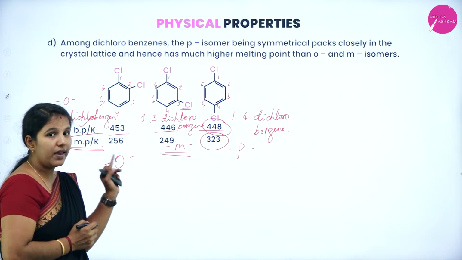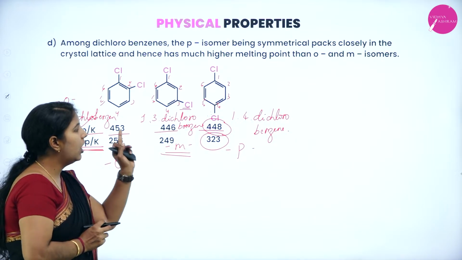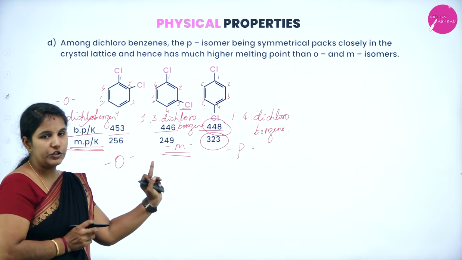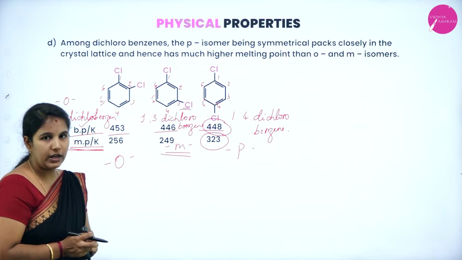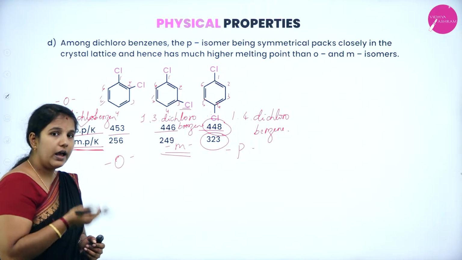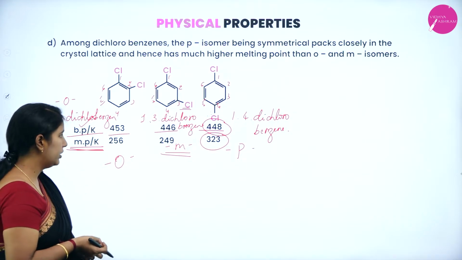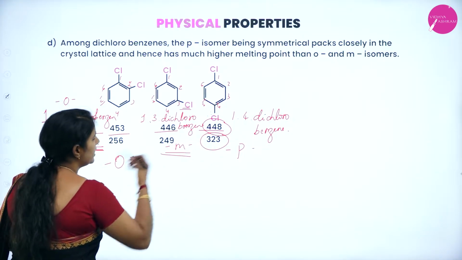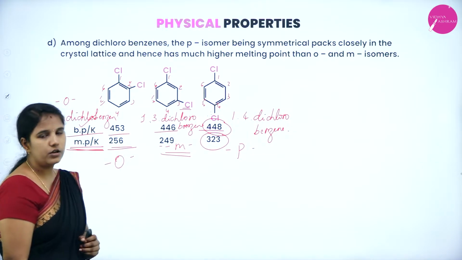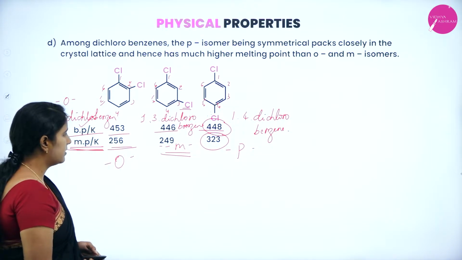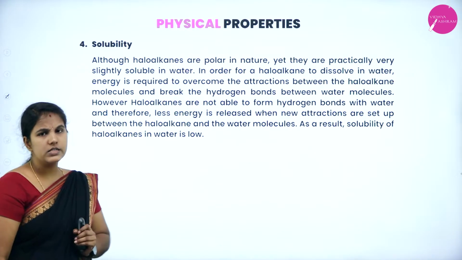So why is it so high? Because of the closely packed structure of the crystal lattice, which gives para-dichlorobenzene a higher melting point. You can see that the melting point is 323 for para, 249 for meta, and 256 for ortho. Okay. Next we have solubility.